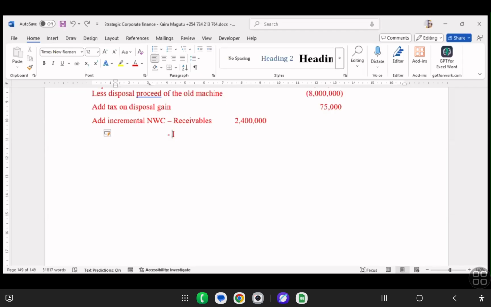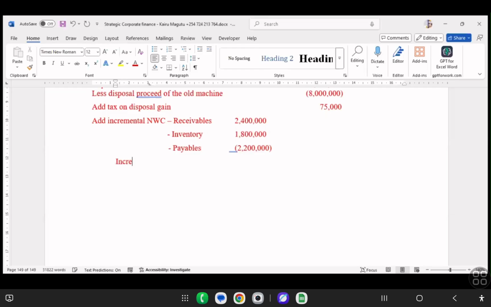I have inventory. The inventory will increase by 1.8. Then I have the payables. The payables will increase by 2.2. So what do I do? I minus the payable, like that. How much is the net working capital?